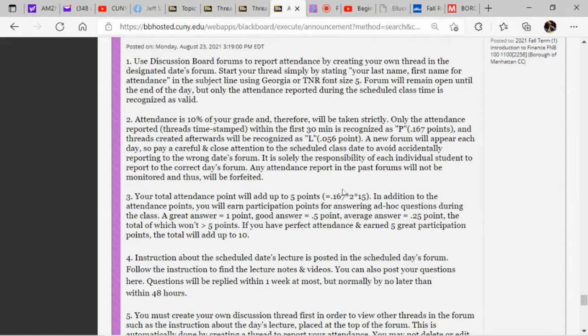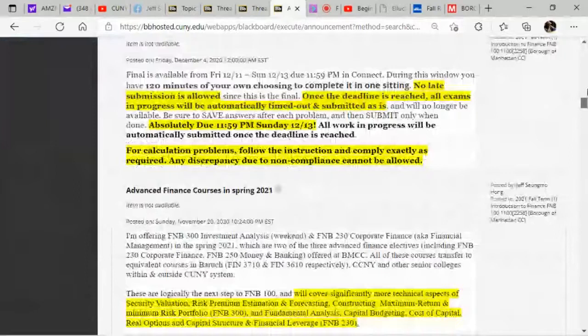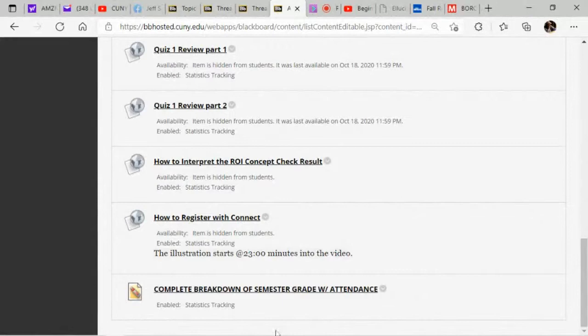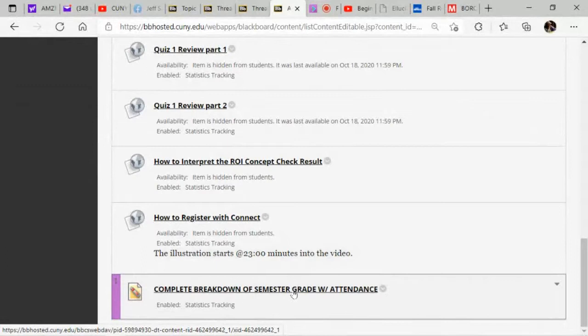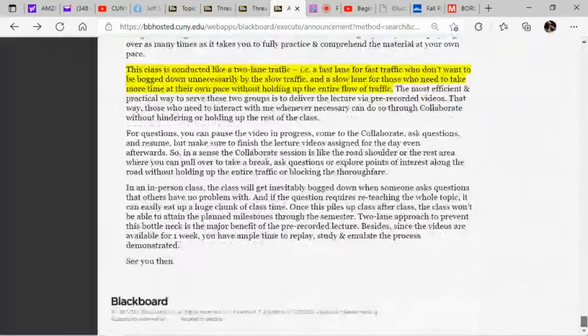And the way I grade, let me take you quickly to an example. That's something I just posted. Whatever is grayed out is something you can't see. But this is something from the previous spring. After the semester was over, I posted that for the students to understand their grade breakdown.